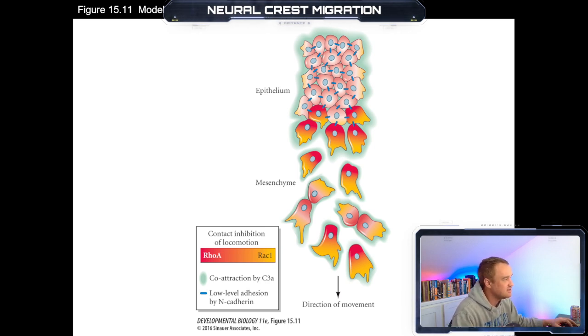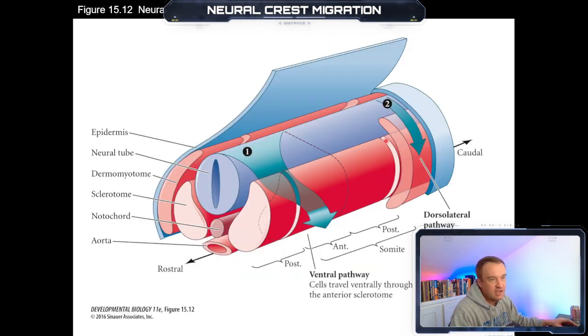Okay, let's see. There are two paths that this can occur. This is kind of like a pulled apart view. You can see we have the neural tube here with the lumen, running to the caudal side and to the rostral side here. We have the sclerotome and the notochord. We're going to talk about the dermomyotome and the sclerotome in the next chapter or two.